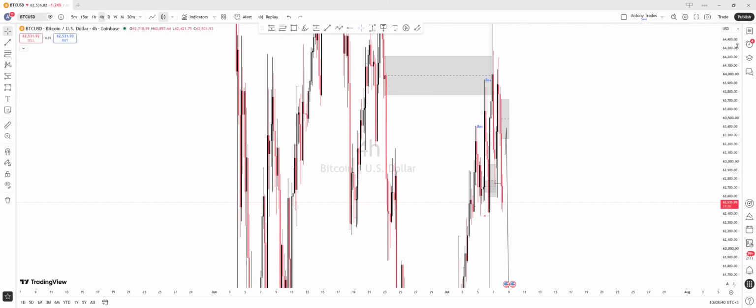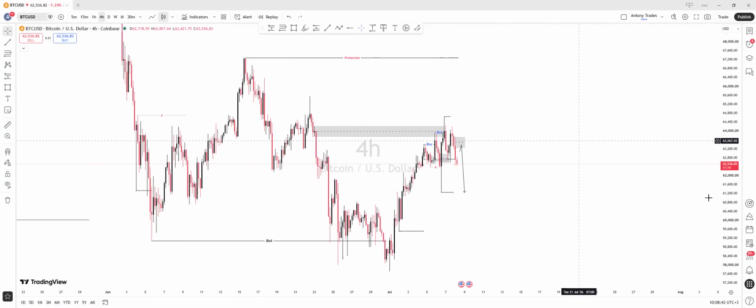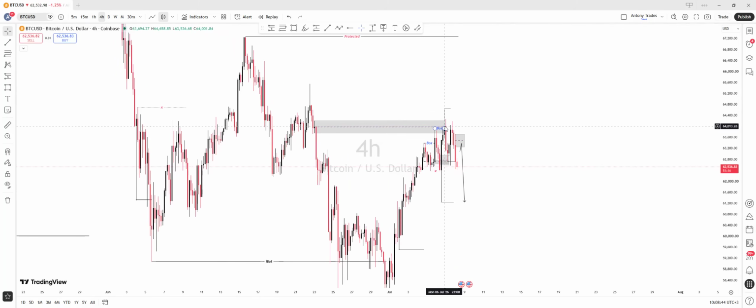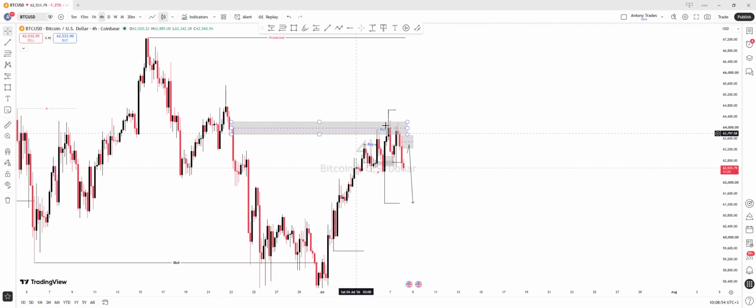If you go to the 4 hour time frame, since we are reacting from the 4 hour time frame, someone might say, okay, maybe this market violated this zone. Did the market violate this supply zone? You can see the market never closed above. What it did was just wick above, but closed inside. So it means that this supply zone is still holding.